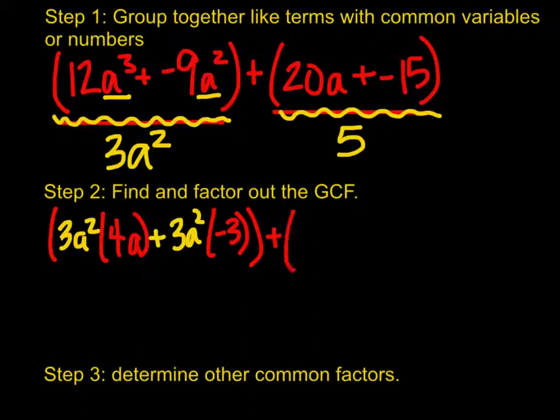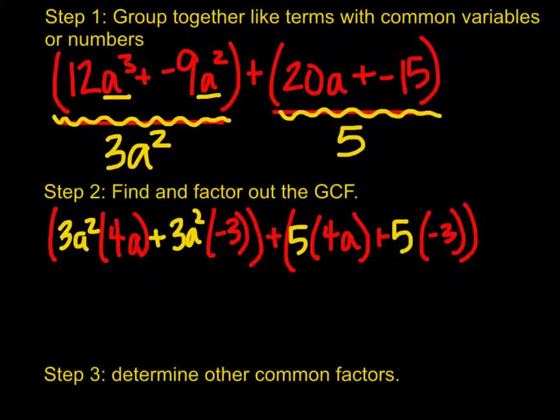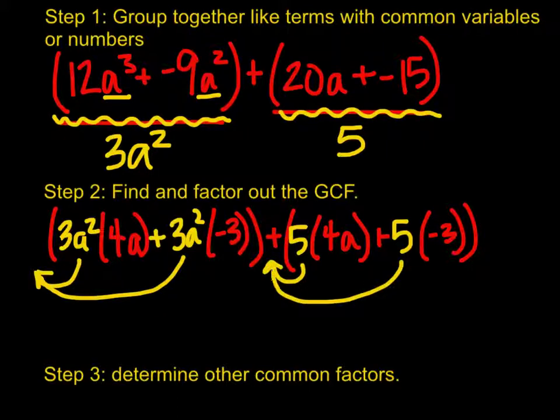Now let's look at this other side of the equation. We're going to take a 5 out of this. So we have 20a, and we're going to take a 5 out of there, so 5 out of 20 leaves 4a, plus we have 5 again, and we're going to take 5 out of negative 15, so we have negative 3. So there we have found the GCFs, and now we need to factor out the 3a squared and the 5. I'm going to bring the 3a squared out in front for both of these 2 terms, and this 5 I'm going to bring out in front for those 2 terms.